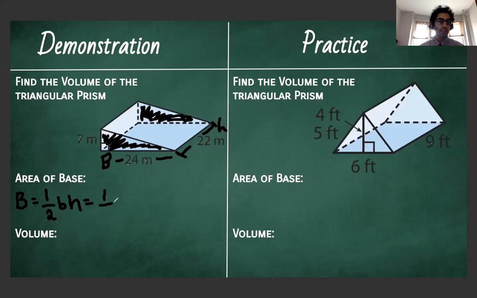1/2 is going to stay the same. What is the base of this triangle over here? Or what is the bottom length? Yeah, 24. So when I multiply this by 24, and then what is the height, or how tall is this triangle over here? 7.